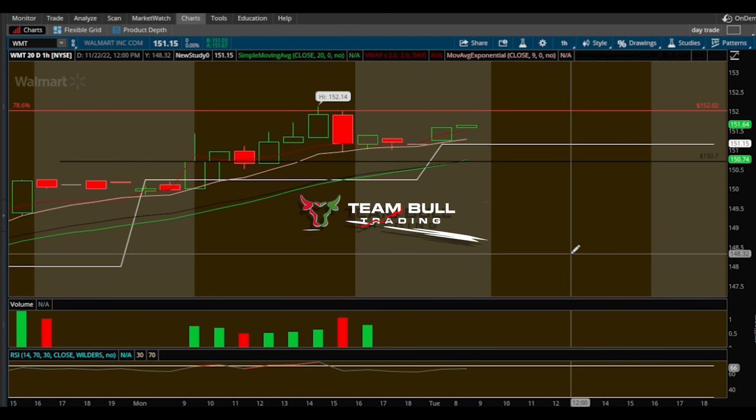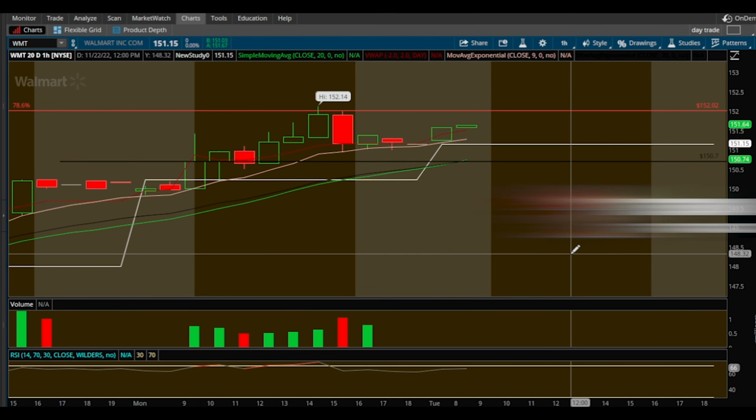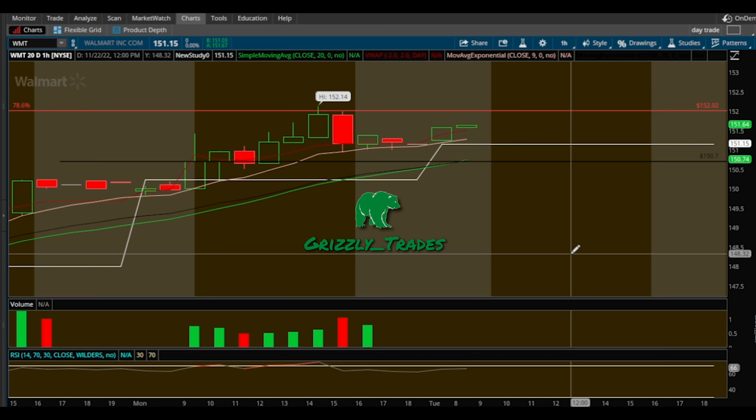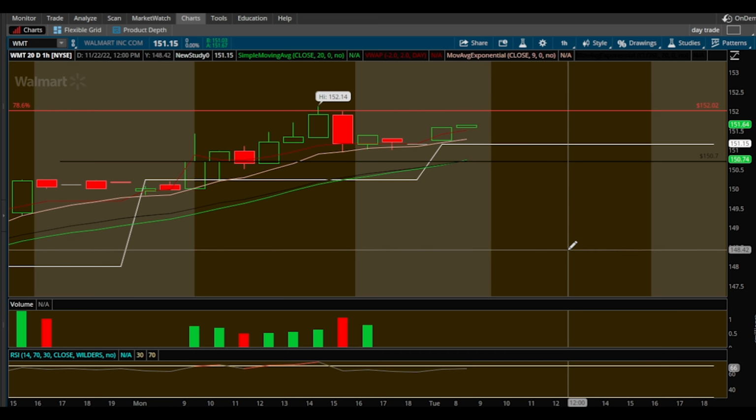For this example, we're looking at one of my favorite stocks to day trade, which is Walmart, ticker WMT. I like to pull up the hourly time frame roughly an hour, hour and a half before market opens. You don't want to do it too early or the day before, because this level only confirms during the pre-market, ideally within an hour of market open.